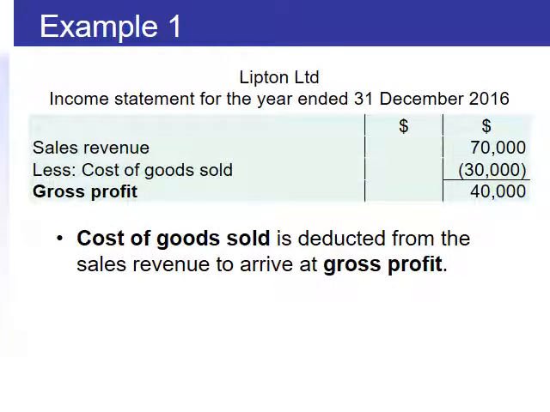We can look at the statement again. There are 2 additional items. Cost of goods sold is deducted from sales revenue to arrive at gross profit. So basically, sales revenue minus cost of goods sold gives you gross profit. A gross profit of 40,000. So this is how you find your gross profit.